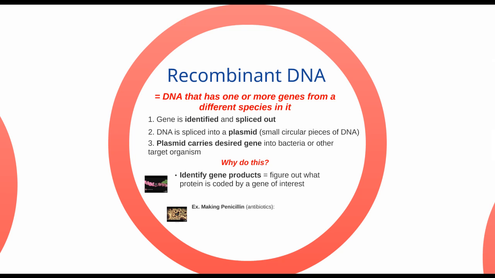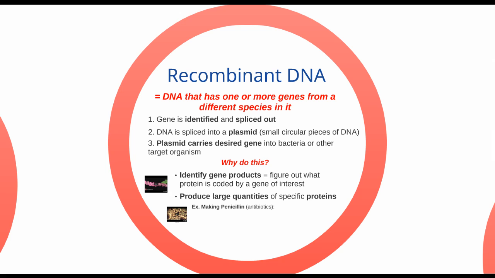Why would you do this? There's a couple different reasons. You can use this process to identify gene products. So let's say there's a gene and you're interested in exactly what it does in humans or in dogs or in cats. You can extract it from a cell. You can create a transgenic bacteria, and that bacteria will now produce a particular protein. This allows you to infer that the source of that particular protein is that particular gene.